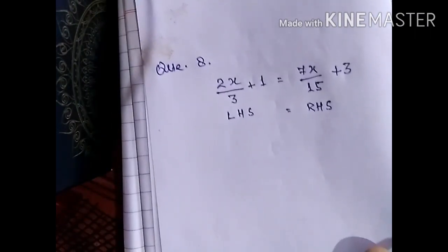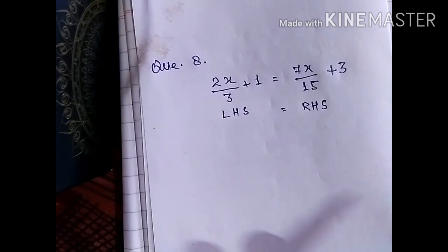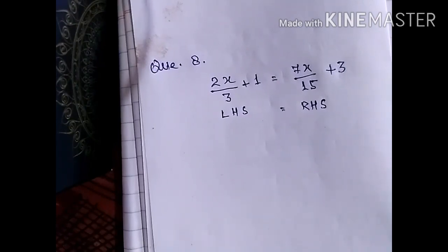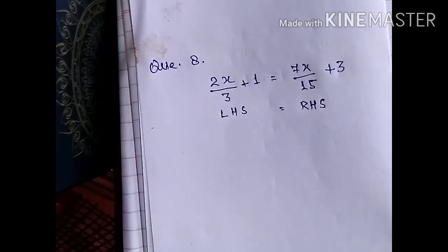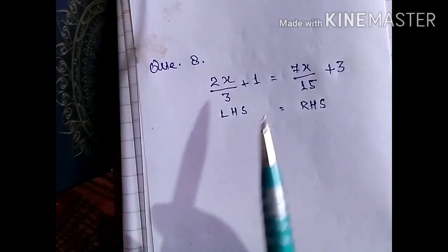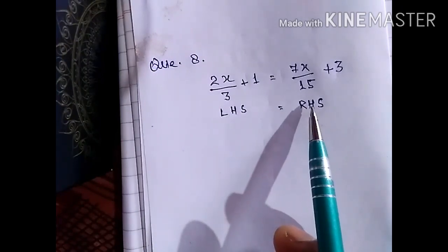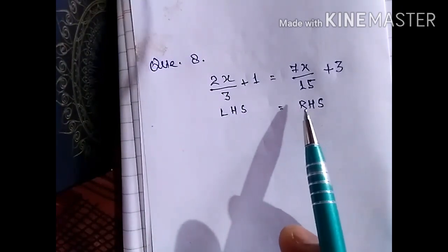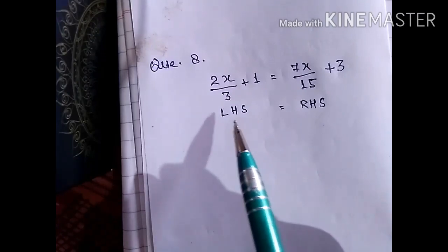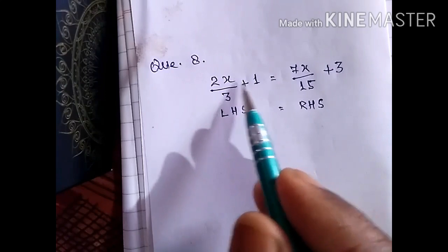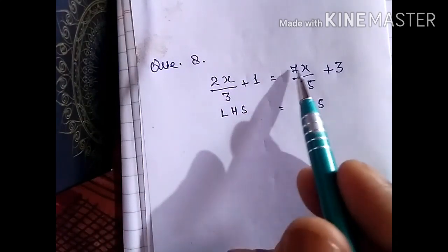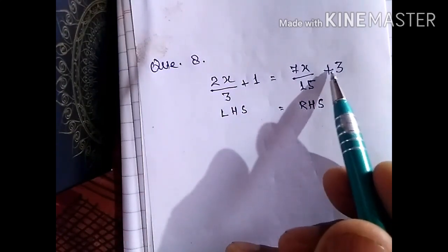So, student, in question number 8, this one is 2x by 3 plus 1 is equal to 7x by 15 plus 3. So this is the left hand side of the equation and this is the right hand side of the equation, student. In the next step we have to solve this equation, that is 2x by 3 plus 1 and 7x by 15 plus 3.